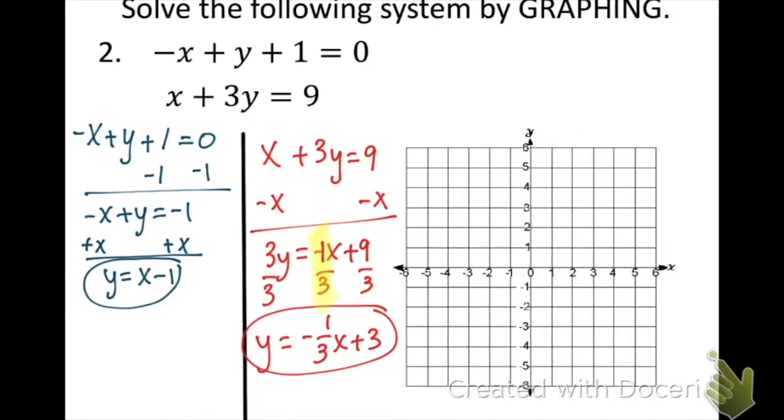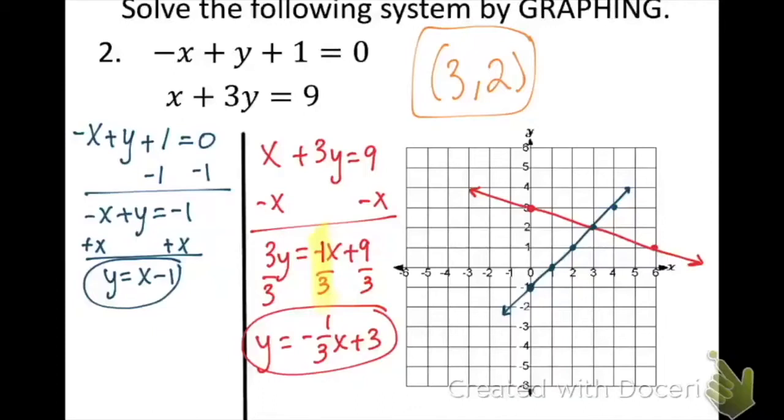negative 1/3. Okay, go ahead and pause your video and graph these two and make sure you write your final answer as a point. Our final answer ends up being the point (3, 2).